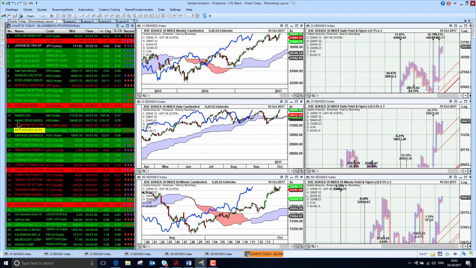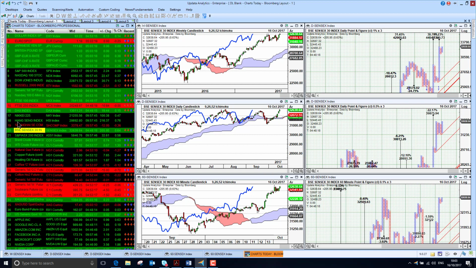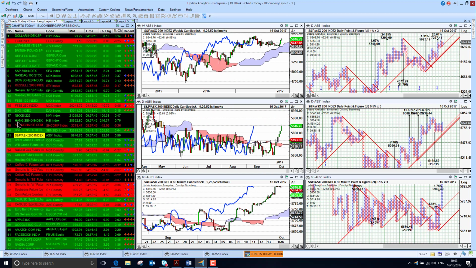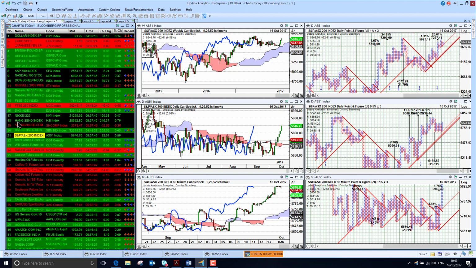And the Sensex, the Indian market, is really jumping, looking a lot better as it pushes for new highs. The Australian market continues its short-term run, breaking out and running higher. So this market is looking the best it's looked for several months.